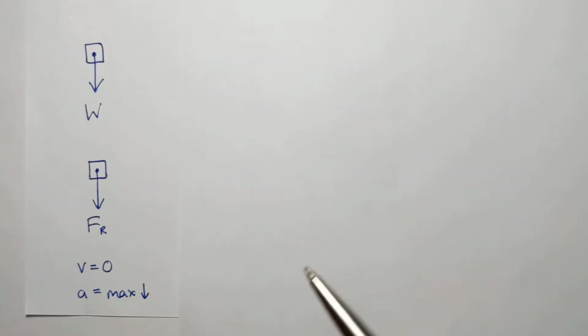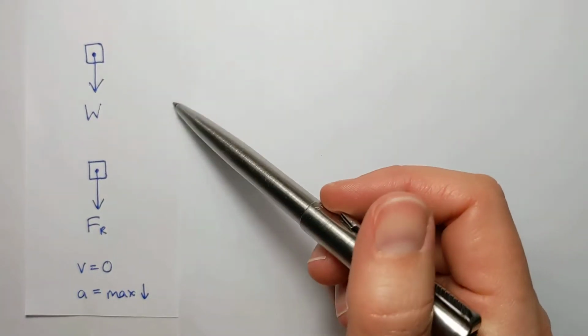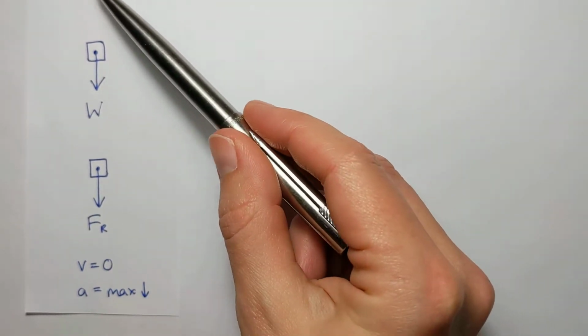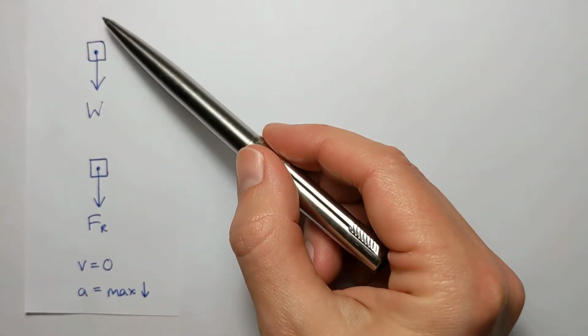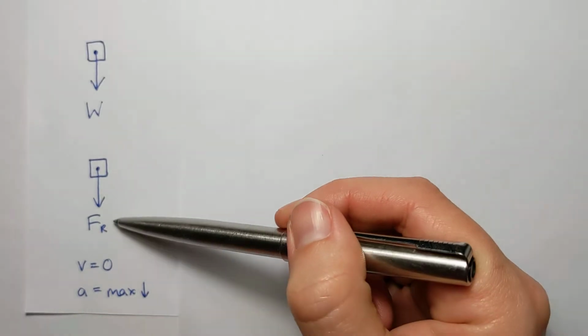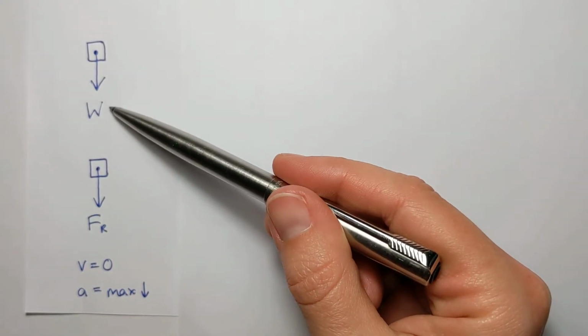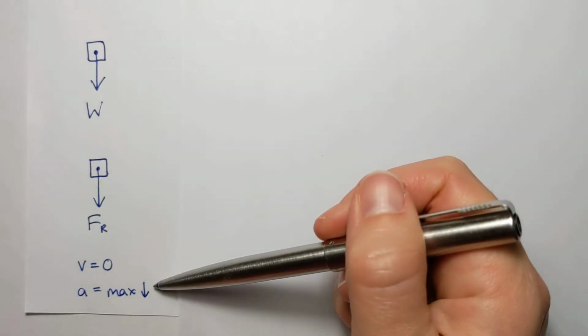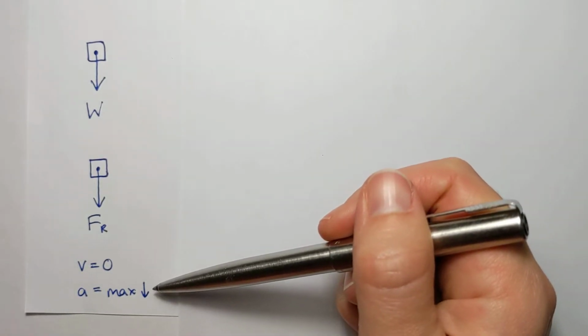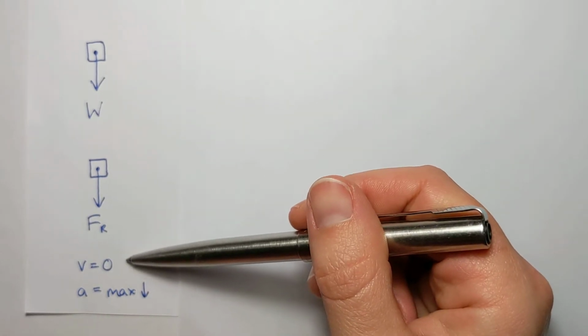Okay, here we go. So the instant you step out of the plane, you are not moving yet, and so there's no drag force on you. This means the resultant force is the same size and direction as the weight. This means that your acceleration is as big as it's going to be downwards, and so your velocity is going to get bigger.